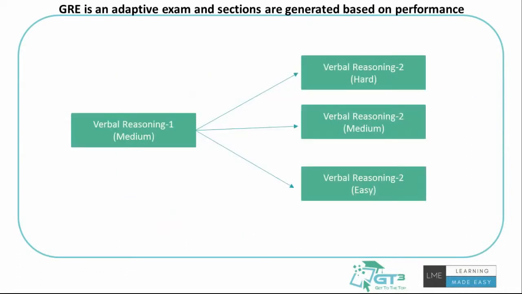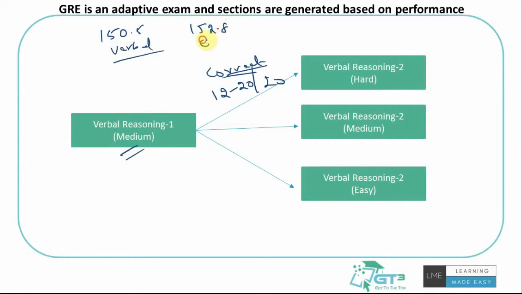Let's look at the verbal part. Something similar. The only difference is in verbal, you start with the medium. In verbal, if you get 12 to 20 correct, you'll go to the harder one. Verbal is a slightly more difficult one. If you look at the average scores released by ETS for the last 3 years, I think 2014 to 2017, there's a report. The average verbal score was 150.5 and the average quant score was 152.8. You see, people are getting 2 to 2.5 points more in quant than verbal. So it's very difficult to score in verbal as compared to quant.